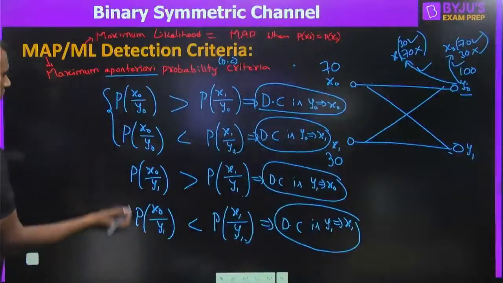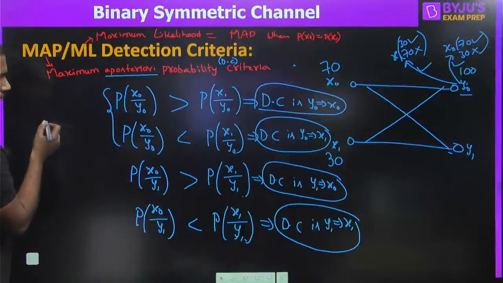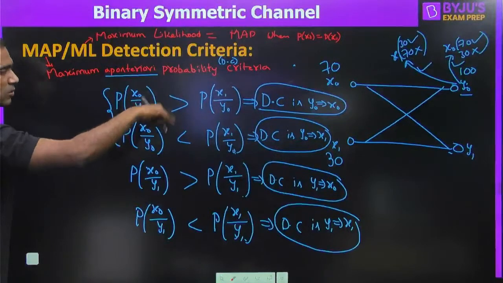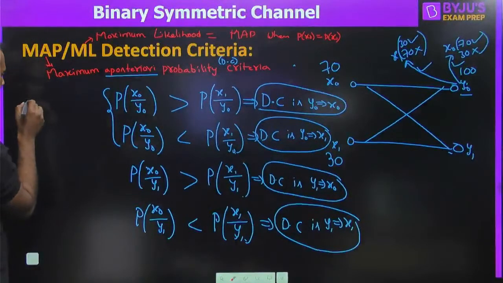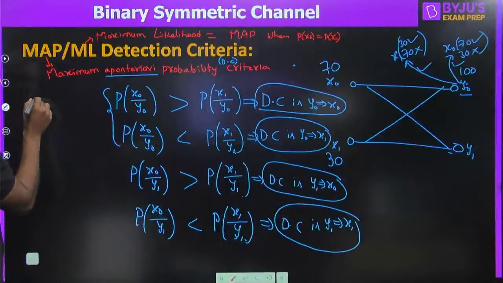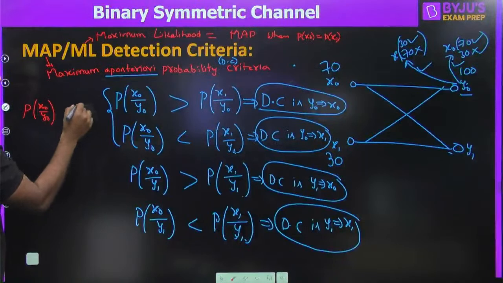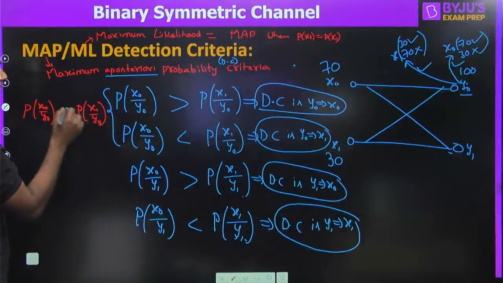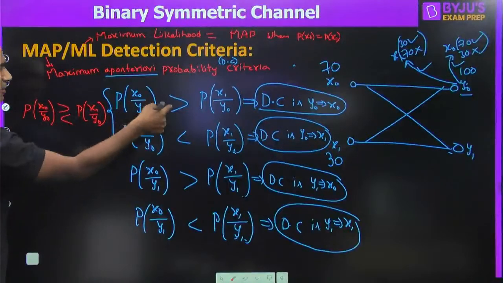Okay, right. So these two equations, sometimes you can combine and write them together. How you can write it is P of x0 given y0, P of x1 given y0, greater than, less than. Any of these two might happen.